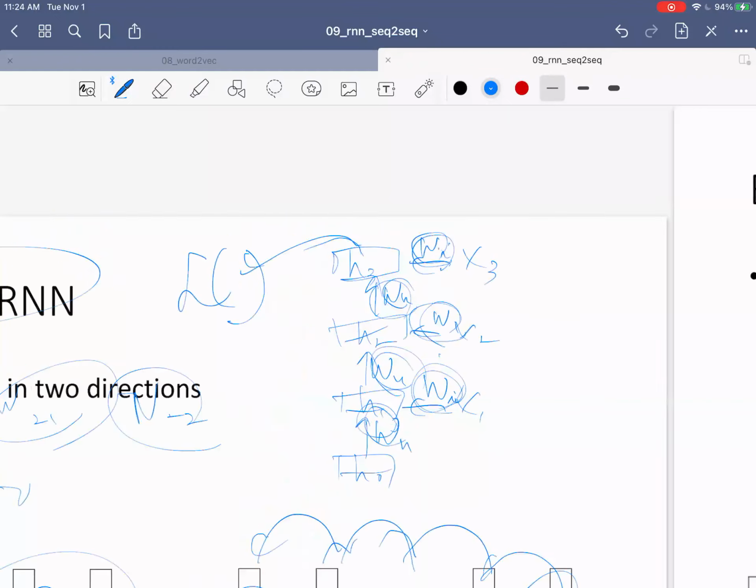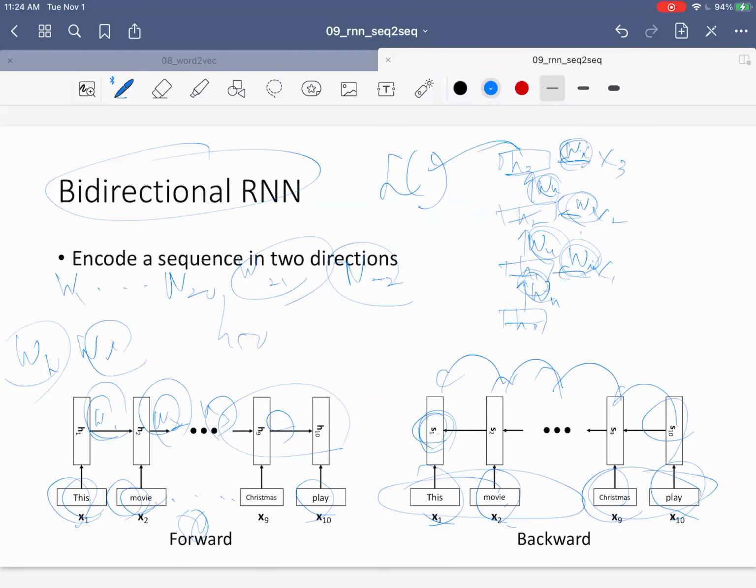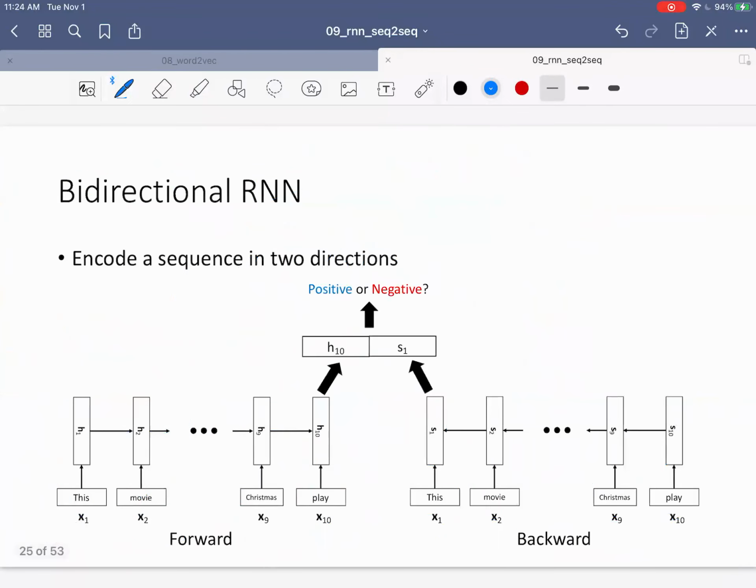네네. 좋습니다. Right. So that's bidirectional RNN. So you have forward RNN, you have backward RNN. So you have H10 and S1, and then you want to use both at the same time, right? Because they are complementary to each other. So you just simply concatenate H10, S1, you concatenate horizontally, and then you use it for like logistic regression or softmax classification. So that's the basic concept of bidirectional RNN.